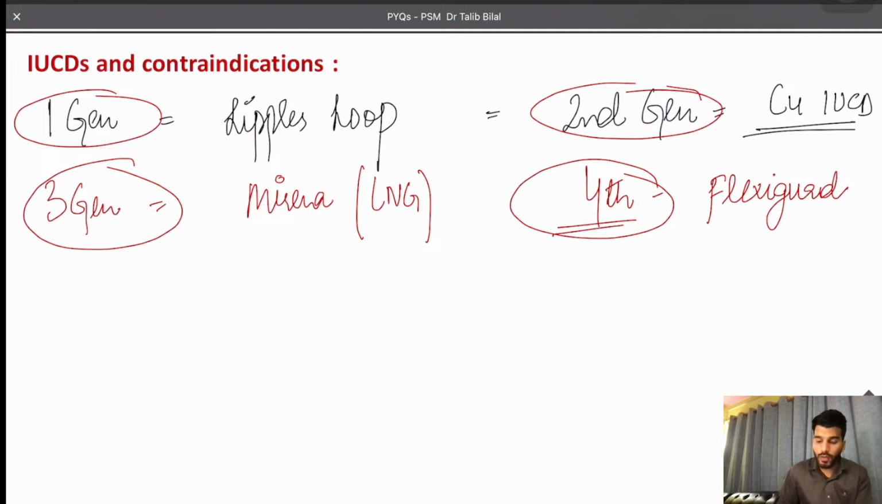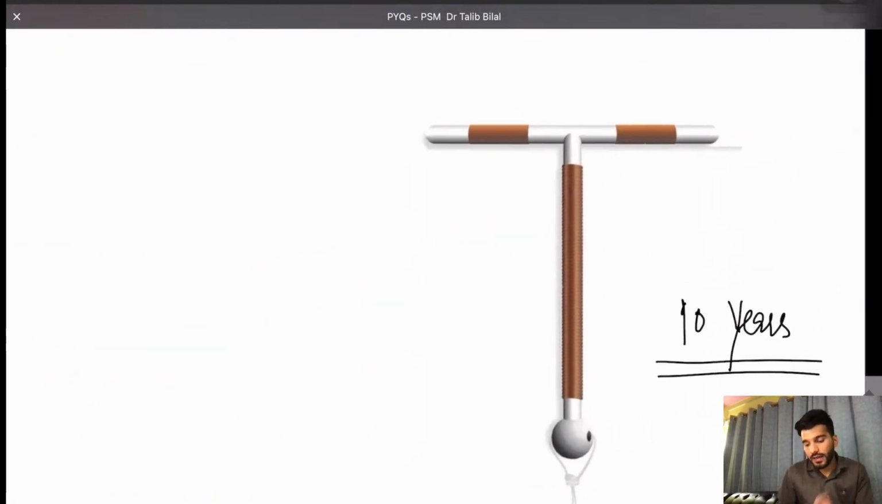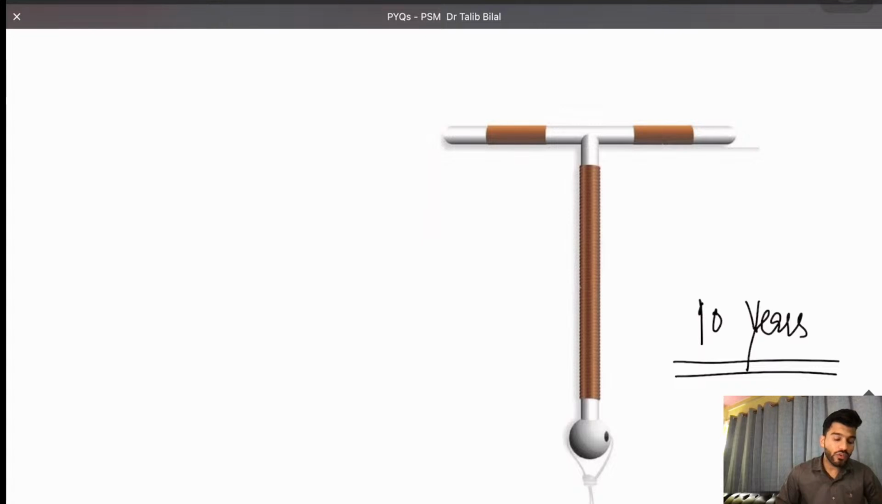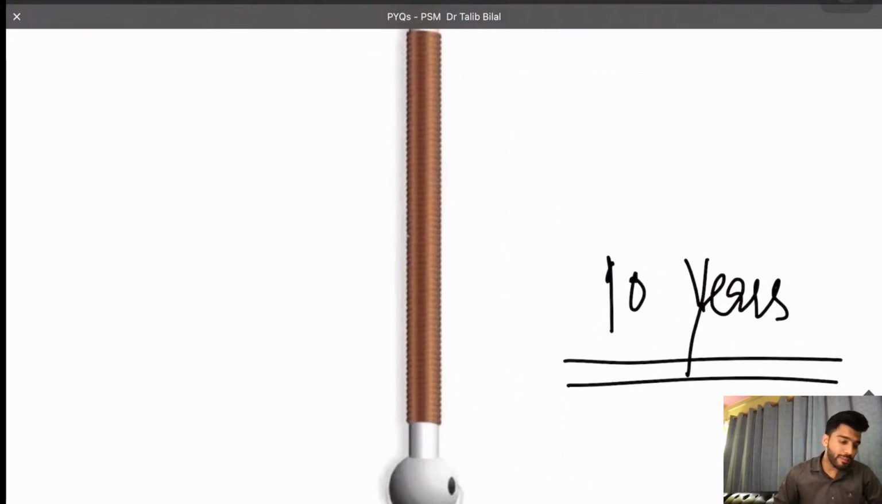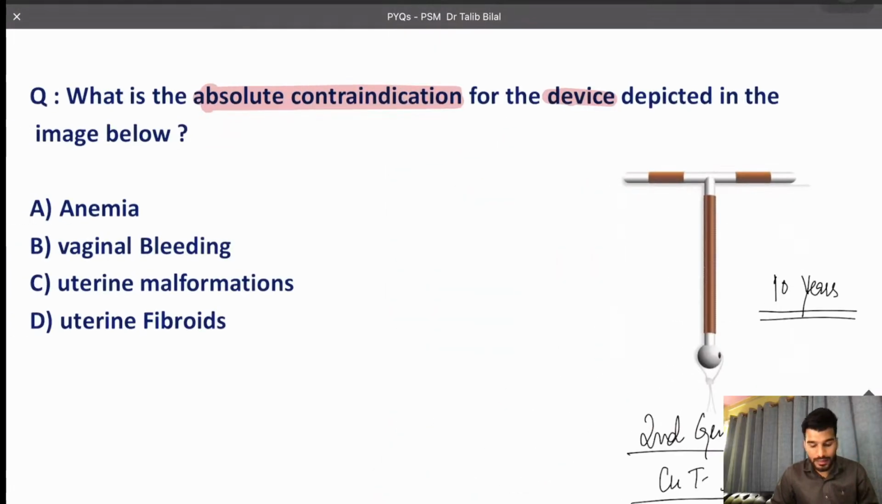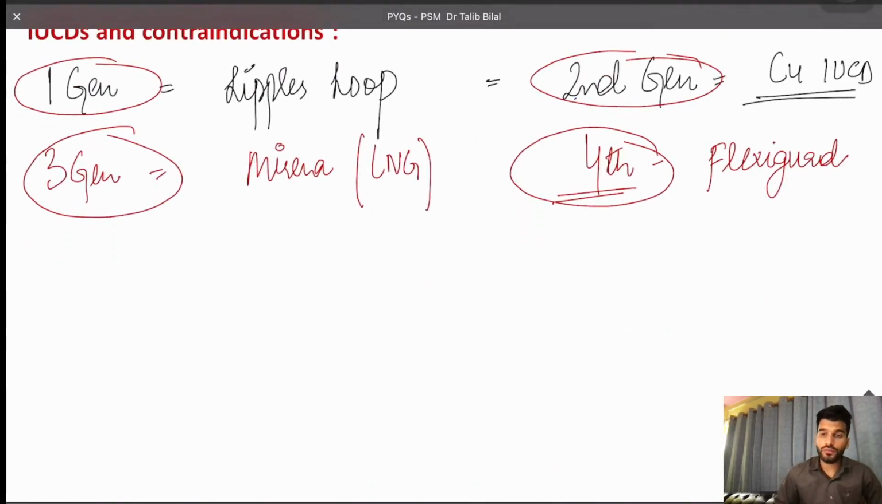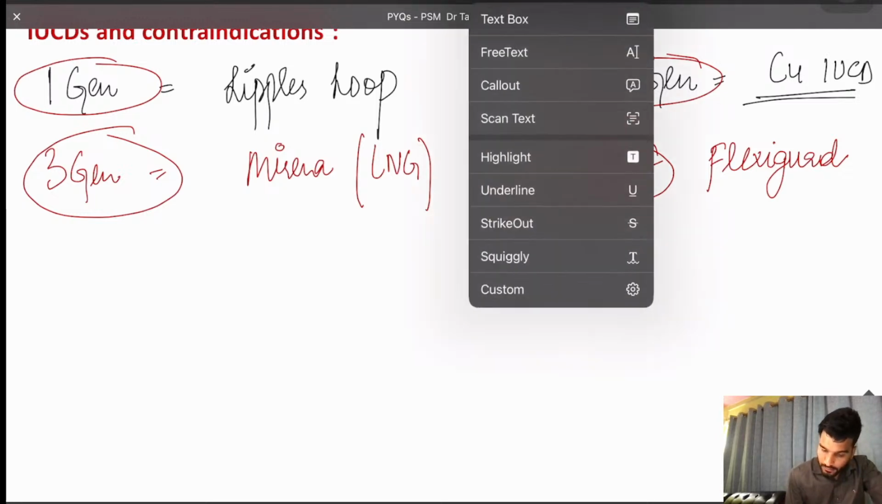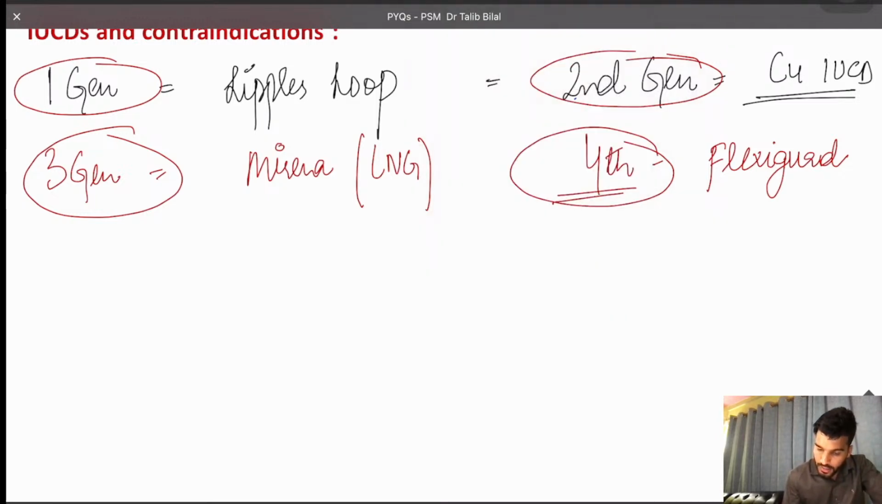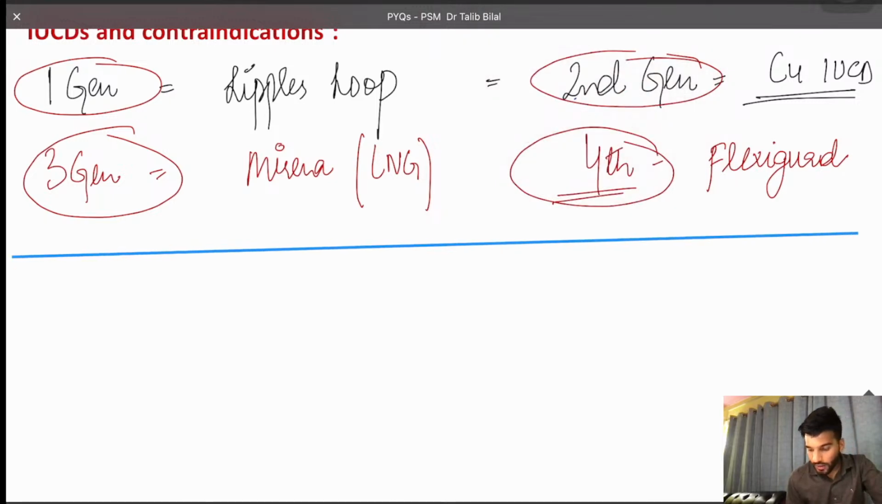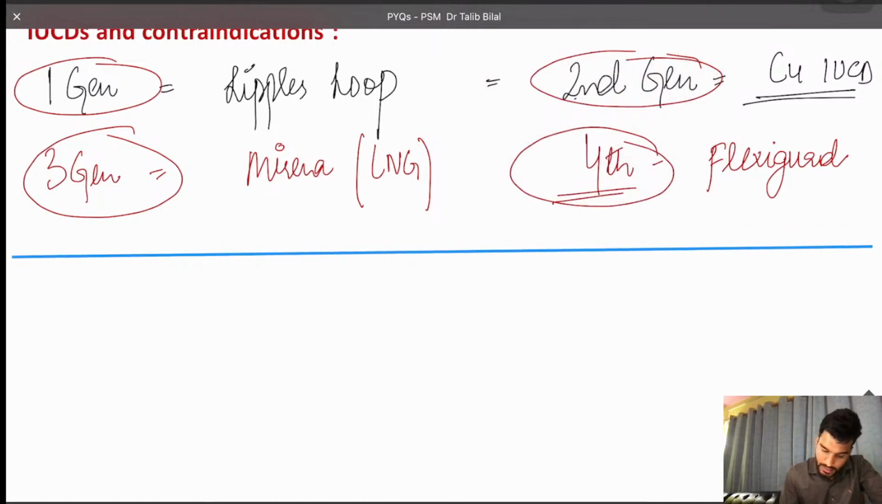So copper containing ones are the second generation, that is the classical picture of copper T380A. One question was asked this month. The second question was about the lifespan: it will be 10 years. Now the other question they can ask is about the contraindications of these intrauterine contraceptive devices. So let's discuss the contraindications. Let me differentiate them with a line. What are the absolute contraindications and what are the relative contraindications? One side I will write absolute, the second side relative contraindication.